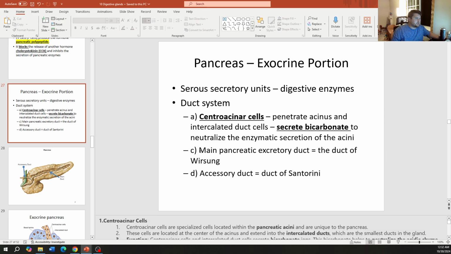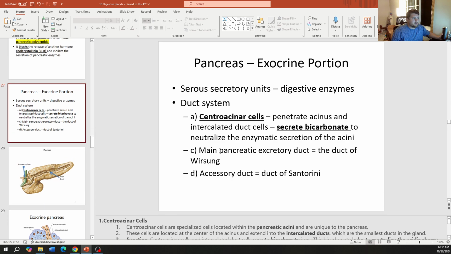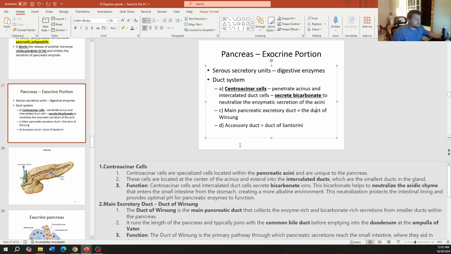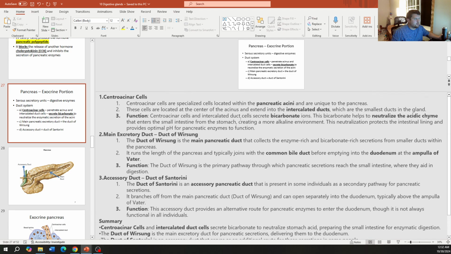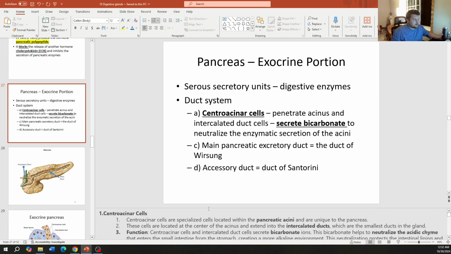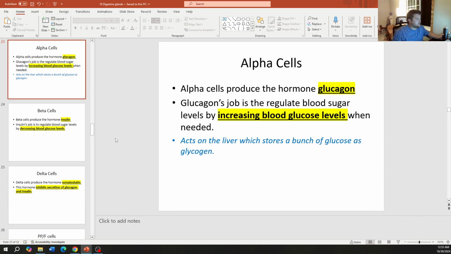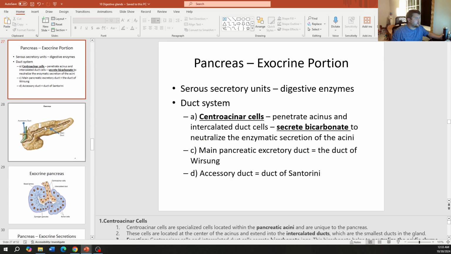You have another duct. So I'll go over the process of the ducts, kind of the order of them. But then you also have the main pancreatic excretory duct, also known as the duct of Wirsung. And then you have an accessory duct known as the duct of Santorini. I included a bunch of extra information down in here, so we'll just do an overall summary. If you want to dive deeper and read about that, go right ahead. But it's not super important at this time, all this information.